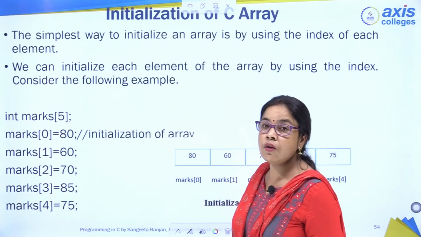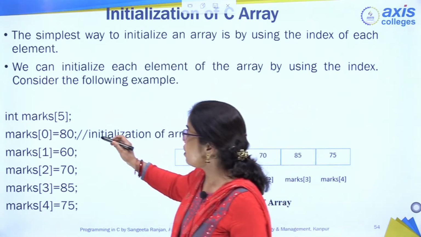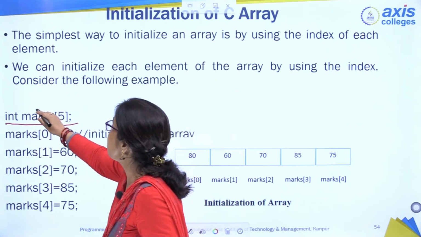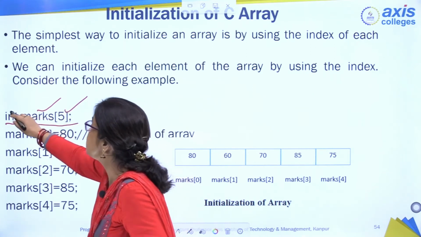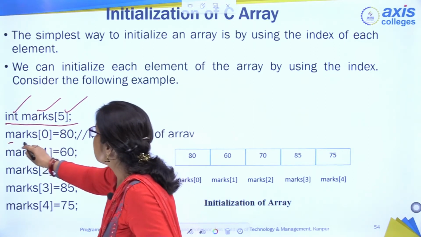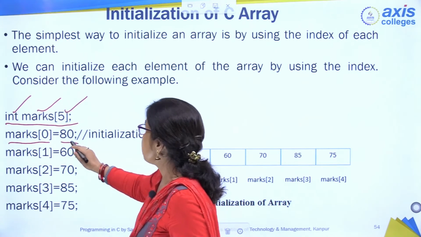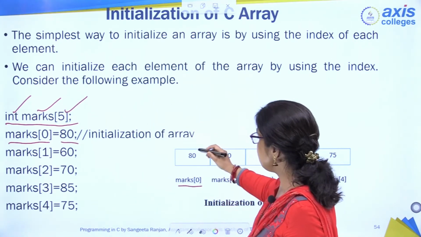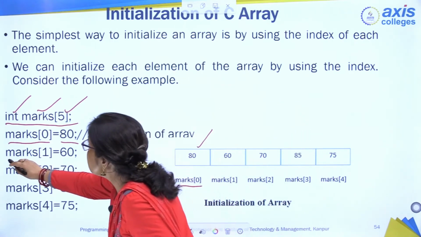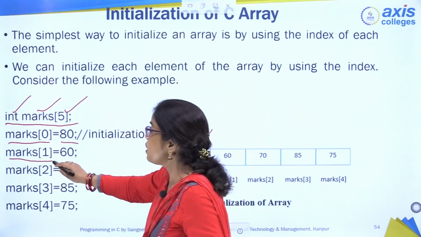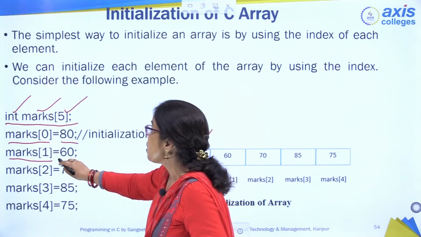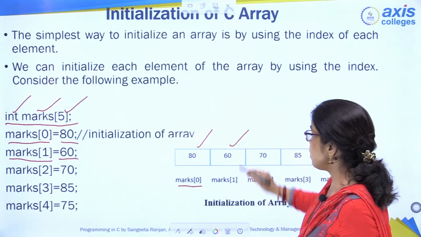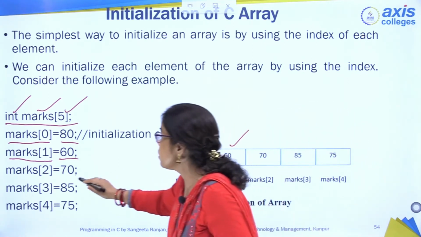Now, initialization of an array. We can initialize the array like this. First of all, we have to declare int marks[5]. Marks is the array name, 5 is the size of the array, int is the data type. marks[0] is equal to 80. That means internally in the memory, the value of marks[0] is 80. marks[1], where 1 is written in the subscript bracket, is equal to 60. In the memory, the value of marks[1] is 60.